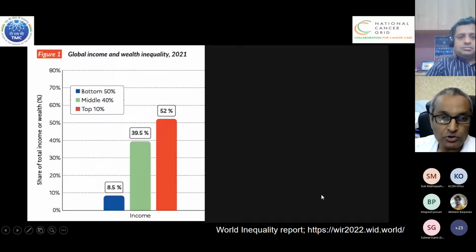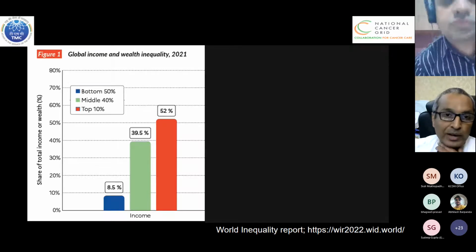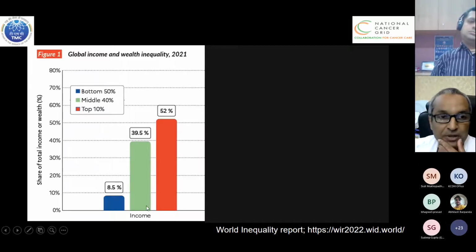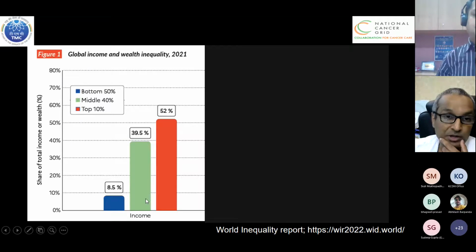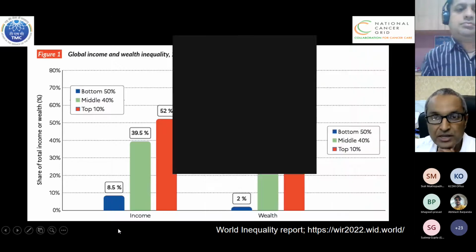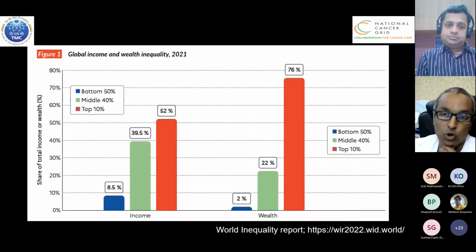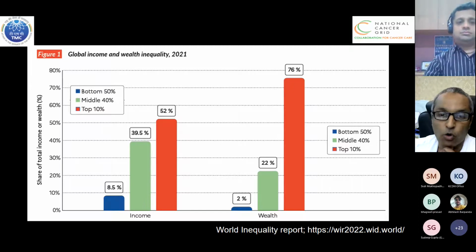This is a very sobering report. And for those of you who have not read this, I will earnestly urge you to go through this World Inequality Report, which came a month or two back, which looks at global income and wealth inequality. And this is 2021 data. So what it effectively means is that the richest 10% of the world is responsible for 52% of the global income, whereas the bottom 50% account for just 8.5% of the world income. It is even more stark when it comes to wealth. The top 10% of the world owns 76% of the global wealth, and the bottom 50% own 2% of the global wealth.